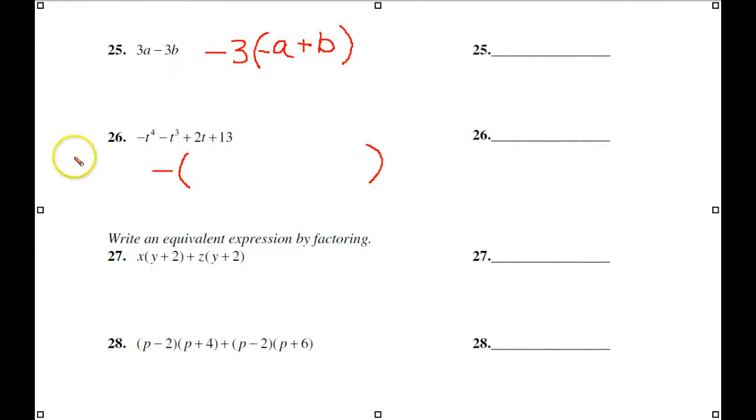Now for number 26, there is no common factor, but they did say they wanted an equivalent expression where you factored out a negative. So we can factor a -1 in a sense out of each of these, and it just changes all the signs. So this now becomes t to the fourth plus t to the third, but now opposite sign, minus 2t minus 13.